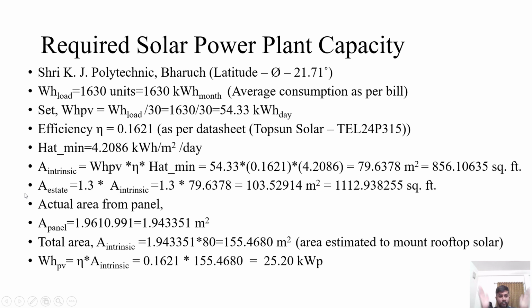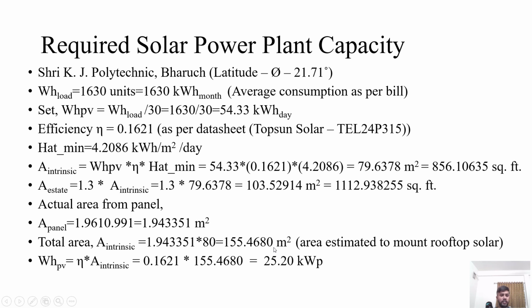Now the total area of the estate is more than the required intrinsic area, because for cleaning purposes and to avoid the shadowing effect and everything, the estate area required is slightly more than the intrinsic area. So it is multiplied by a factor of 1.3. So this is the area required, and the actual area of the panel that is available is 1.943351 meters square. So the intrinsic area is multiplied by 80 units, as given by the software itself. So the total area required is 155.4680 meters square.